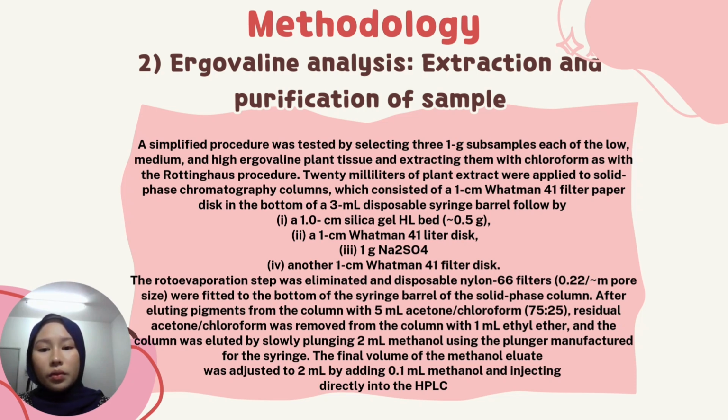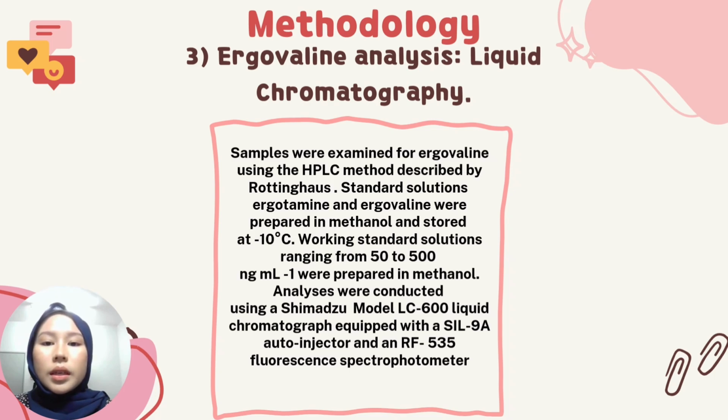After eluting pigment from the column with 5 ml acetone chloroform, residual acetone chloroform was removed from the column with 1 ml ethyl ether, and the column was eluted by slowly plunging 2 ml methanol using the plunger manufactured for the syringe. The final volume of the methanol eluate was adjusted to 2 ml by adding 0.1 ml methanol and injected directly into the HPLC.